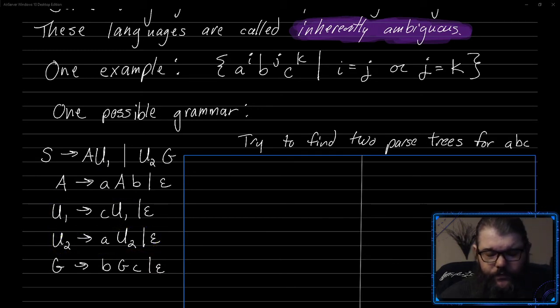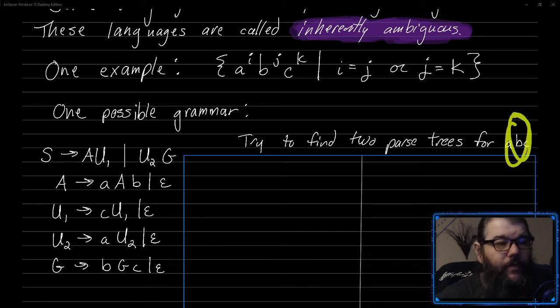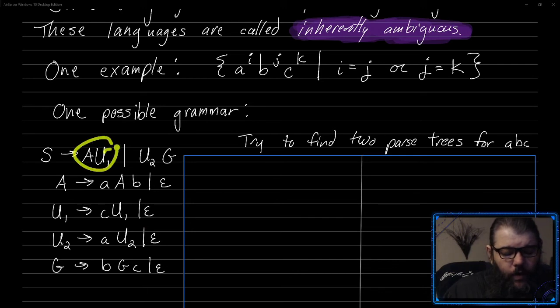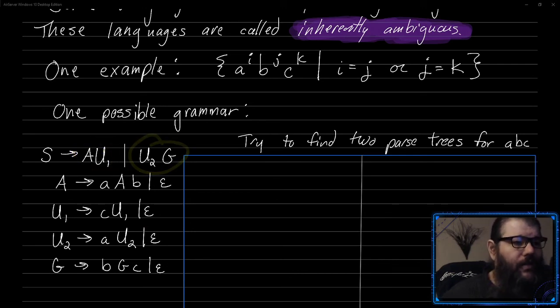So if you generate a parse tree for something like ABC for this, you should be able to find two different parses. And one of them is going to start with AU1, and the other one is going to start with U2G. And since nothing ever goes back to those states, there's no way that those parses are going to look the same in the end. And this is an example of an inherently ambiguous language.